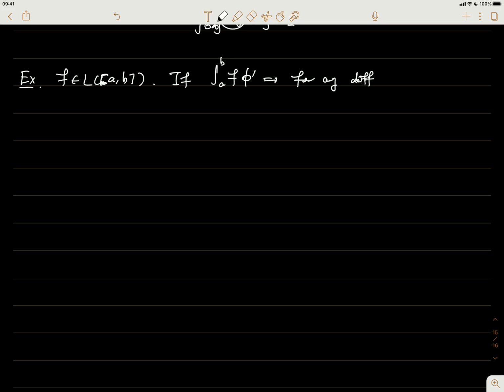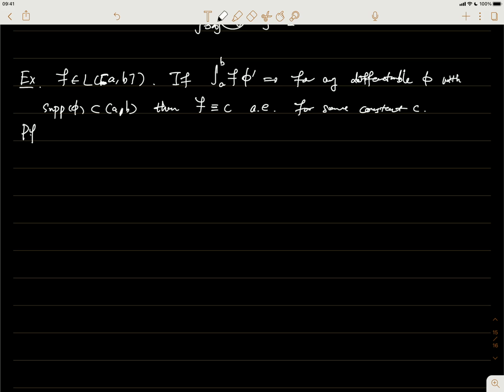differentiable phi with support inside (a, b), then f will be equal to a constant almost everywhere. Okay, the constant is to be determined, but it will be some constant almost everywhere, for some constant c. So this is what we're trying to prove.